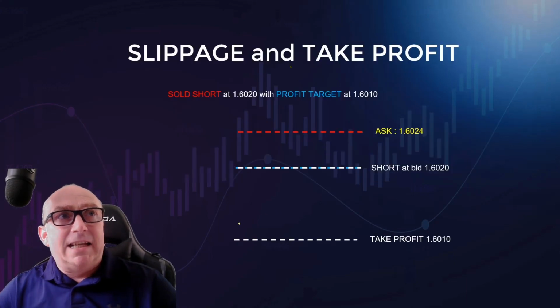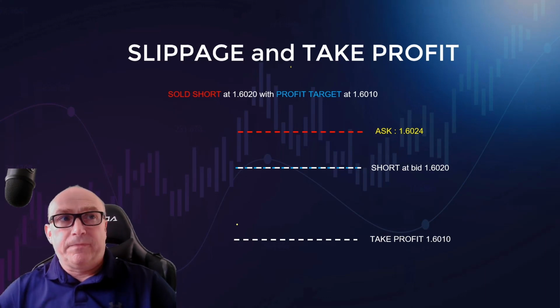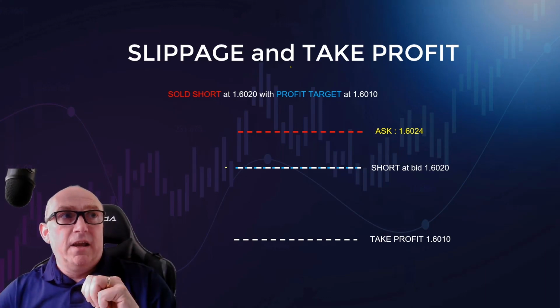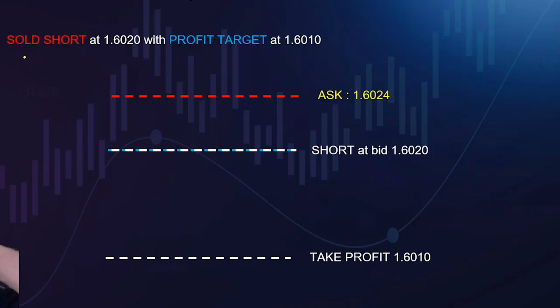Let's now look at slippage and take profit targets. Let's assume on this trade I have sold short. That means I think the market is going down. Sold short at 6020, and my profit target here is going to be 6010.